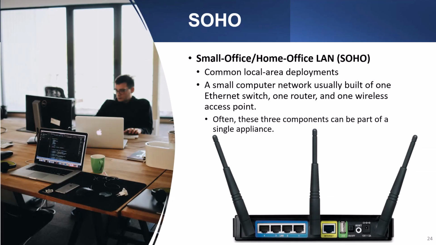A small office home office LAN, known as SOHO, is a common local area deployment. It's a small computer network usually built of one Ethernet switch, one router, and one wireless access point. Often these three components can be part of a single appliance.